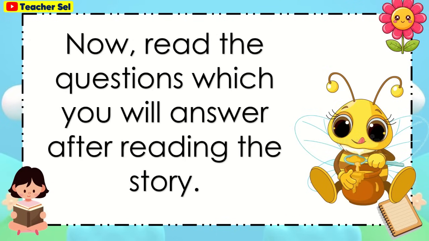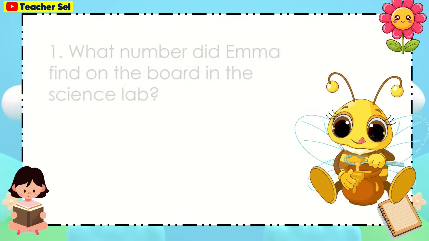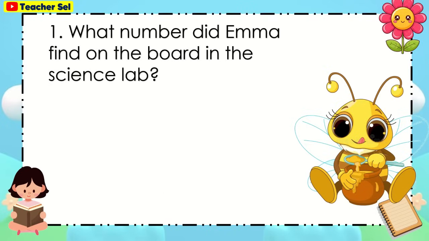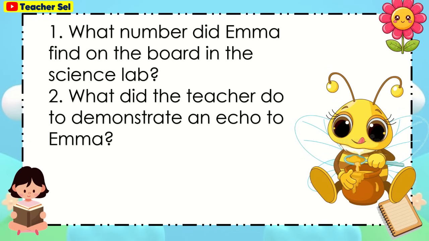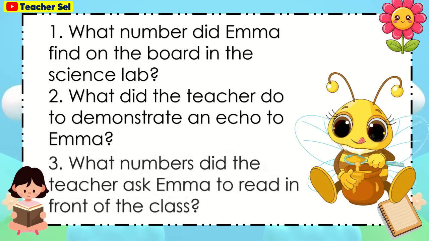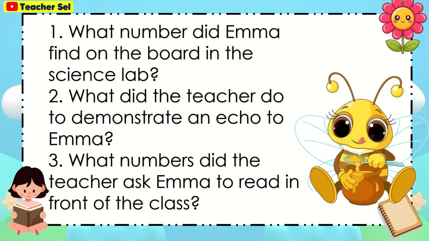Now, read the questions which you will answer after reading the story. What number did Emma find on the board in the science lab? What did the teacher do to demonstrate an echo to Emma? What numbers did the teacher ask Emma to read in front of the class?